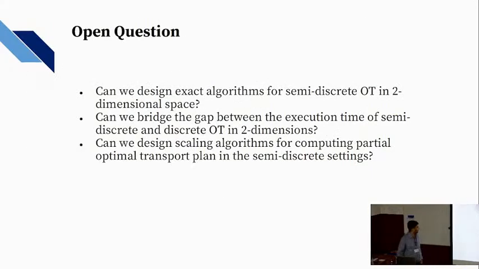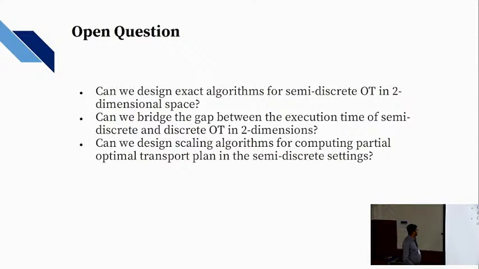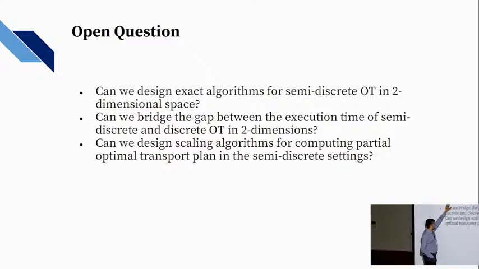Yes. So just to conclude, this work takes ideas from graph theory and extends it to the continuous setting. One question that we've been very interested in is, can we bridge the gap? First of all, can we design exact algorithms? That's a big open question. Even for simple settings, this will be an interesting question. Second, can we bridge the gap between the execution time of semi-discrete and discrete OT in 2 dimensions?